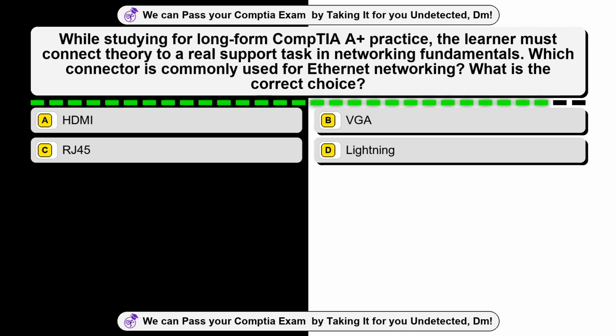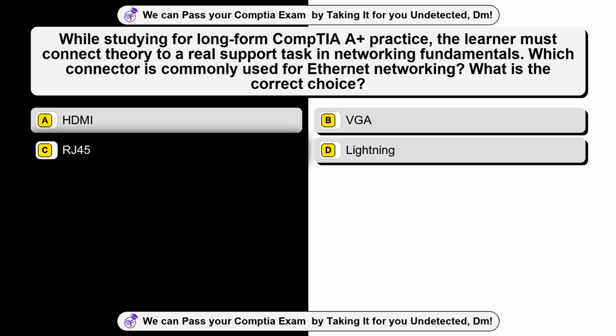Question 18. While studying for long-form CompTIA A+ practice, the learner must connect theory to a real support task in networking fundamentals. Which connector is commonly used for Ethernet networking? What is the correct choice? Option A, HDMI. Option B, VGA. Option C, RJ45. Option D, Lightning. The correct answer is option C, RJ45.